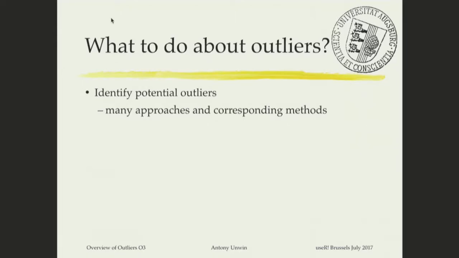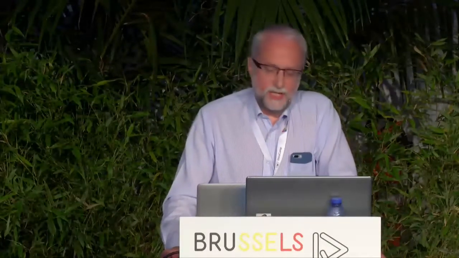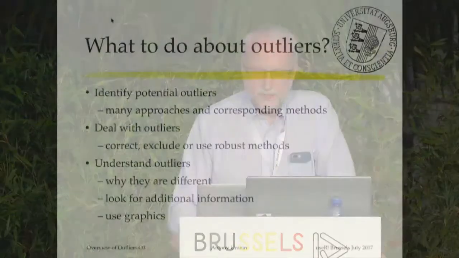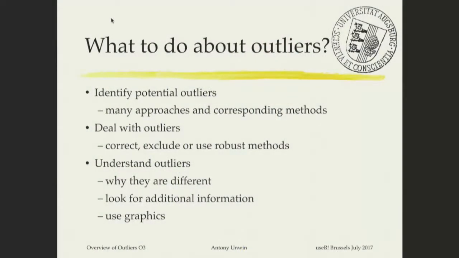What are we going to do about outliers? Well, points aren't outliers or not outliers. I think it's quite useful to think of them as potential outliers. So we're not saying it's a yes-no situation, and there are an awful lot of different approaches. What do we do with them? Well, we correct them, or we exclude them, or we maybe use robust methods. And we try and understand them. Well, we should try and understand them. And sometimes we do, to find out why they're different, and we look for additional information on them. With Bob Beamon, the fact that it was in Mexico City, there was a lot due to altitude.